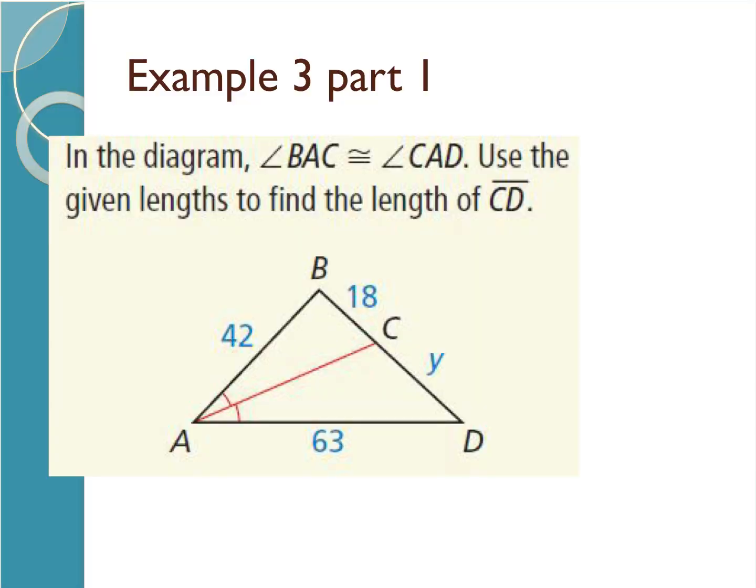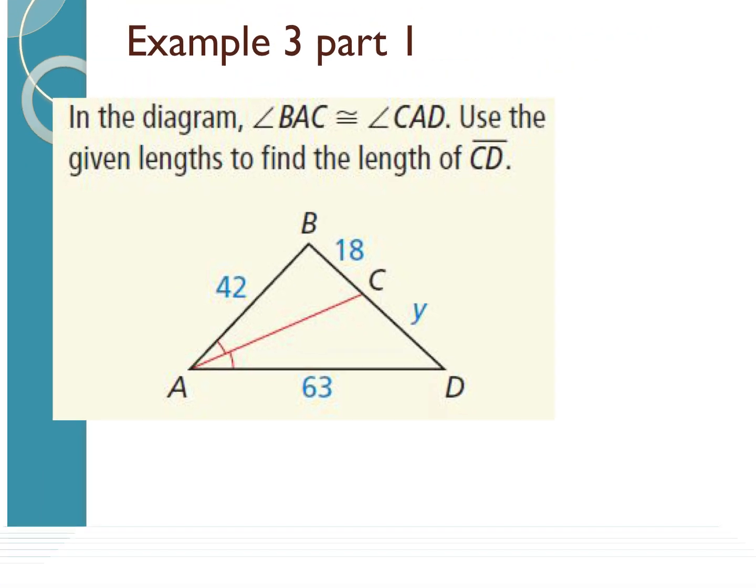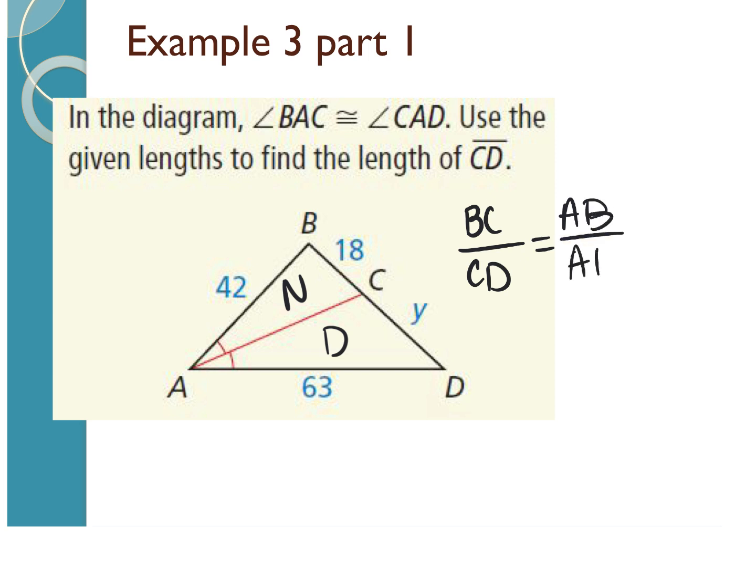All right, go ahead and take a look at the last 3 examples. So if we know that those two angles are congruent, we know that it's an angle bisector. We can set up some proportions. So BC over CD is going to be proportional to what? AB over AD. Very good. And now we just plug in with what we know and what we don't know. BC is how much? 18? CD, what are we going to put there? Y. Very good. AB is what? 42. And the last one is 63. Okay?